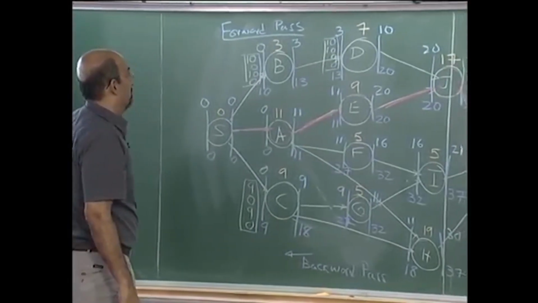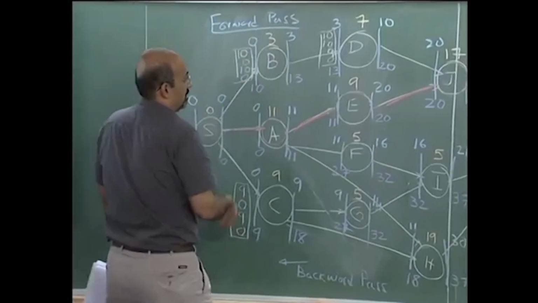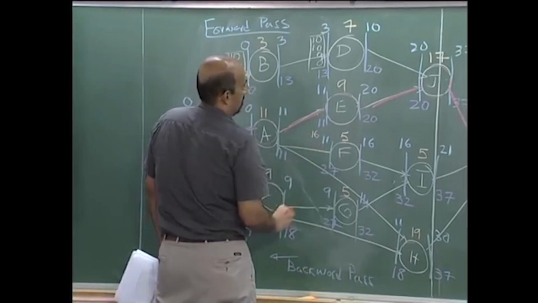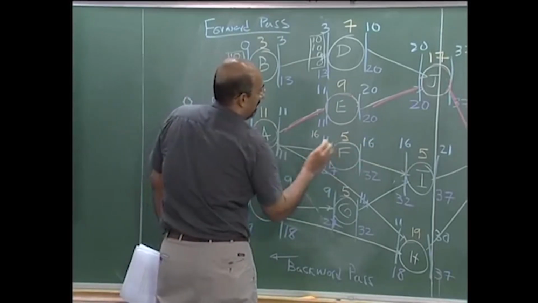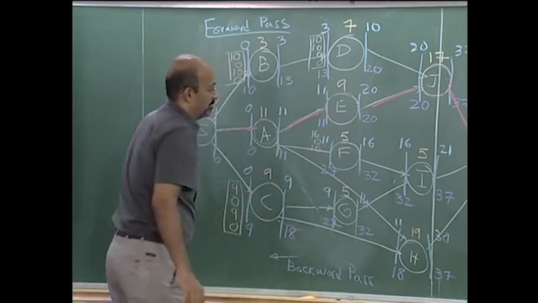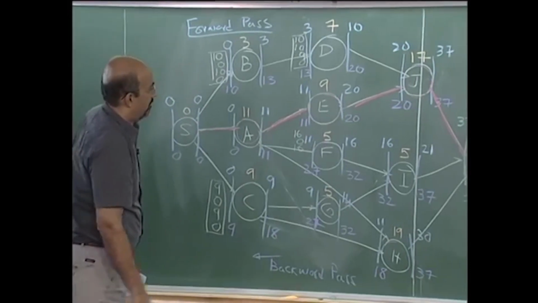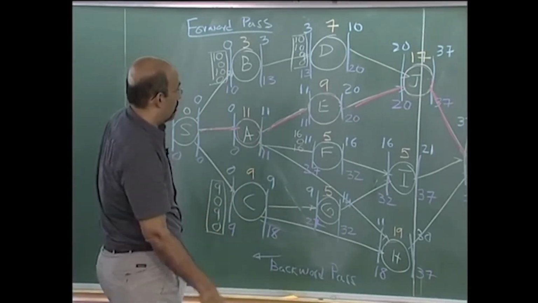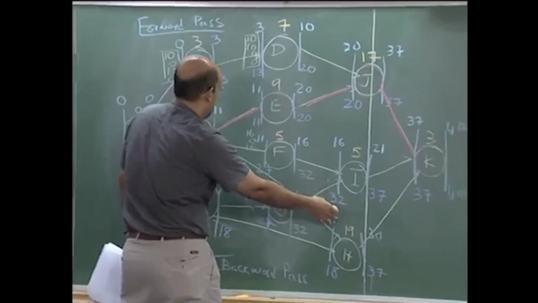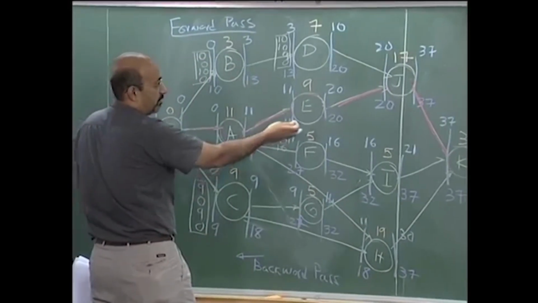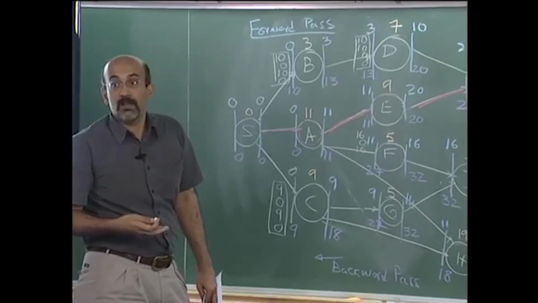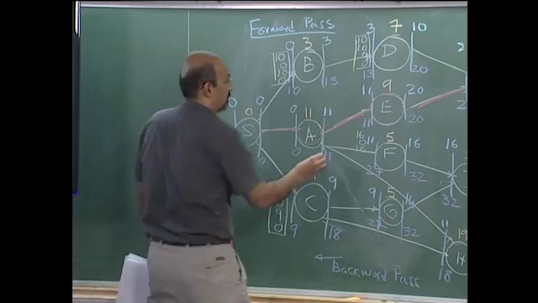Okay, let's go to F. E is of course critical. F has total float 16. Any delay in F will delay I, so free float is 0. Interfering is 16. Independent 0. We have two successors, we take the minimum, 11. We have only one predecessor, and for interfering and independent float, when you do the algebraic computation, what value do you get? It goes into a negative value, but you would say 0.